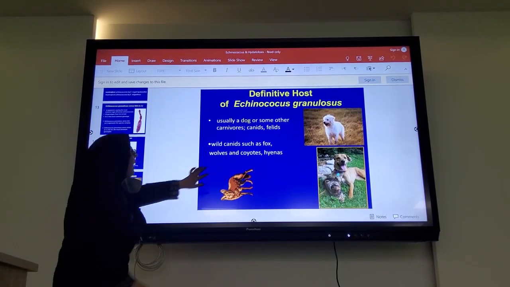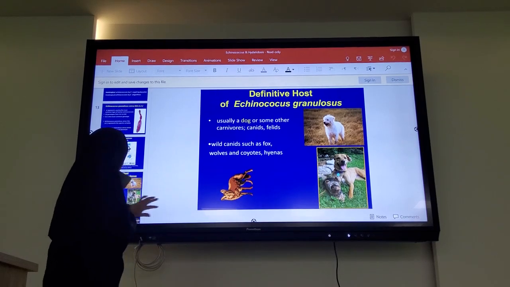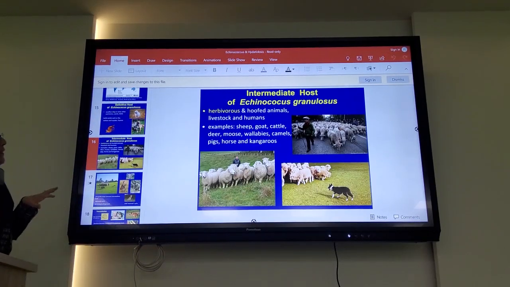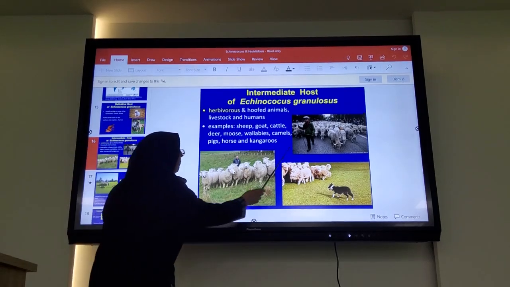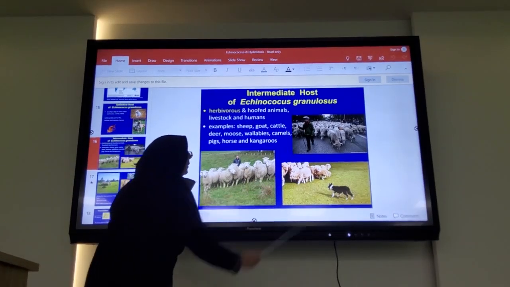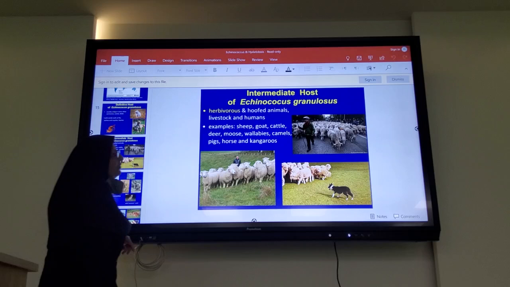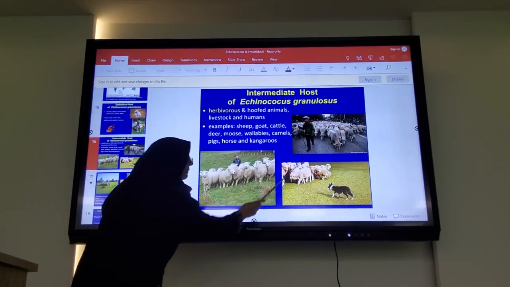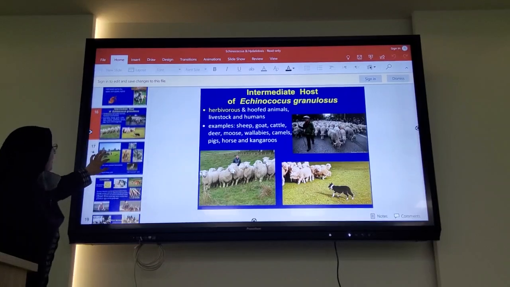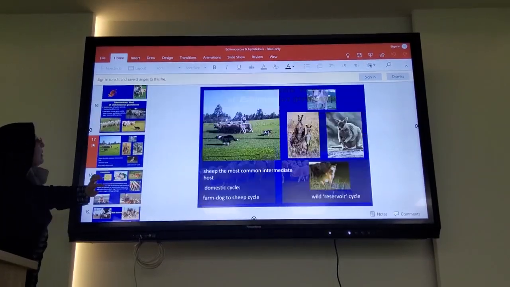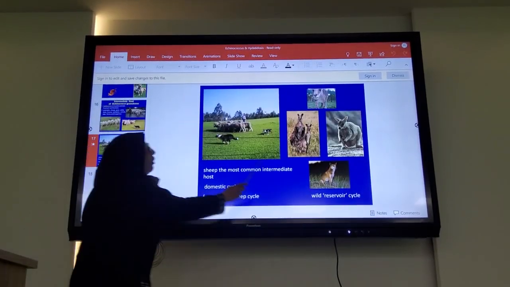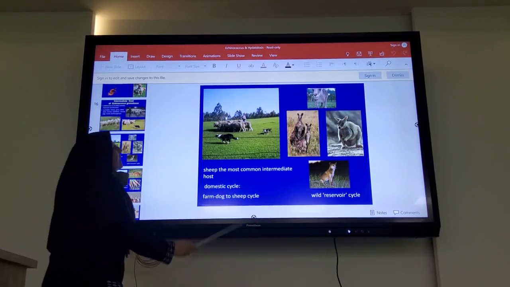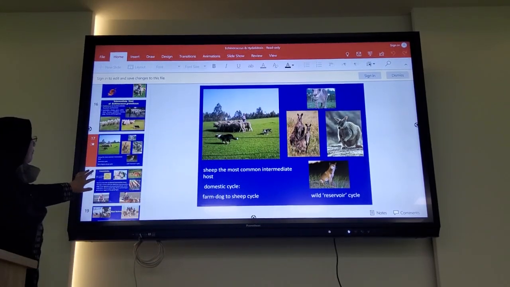As you see, we have even wild definitive hosts. So the people are at the risk of infection. The life cycle is between definitive host and intermediate host. Here you can see how intermediate hosts are very wide. The wild herbivores and domestic herbivores.